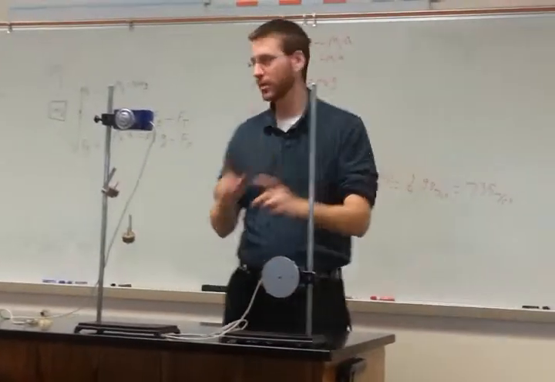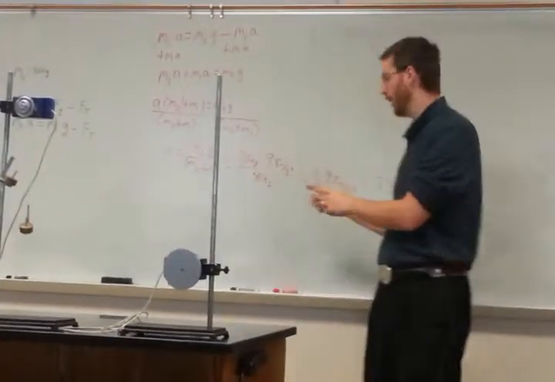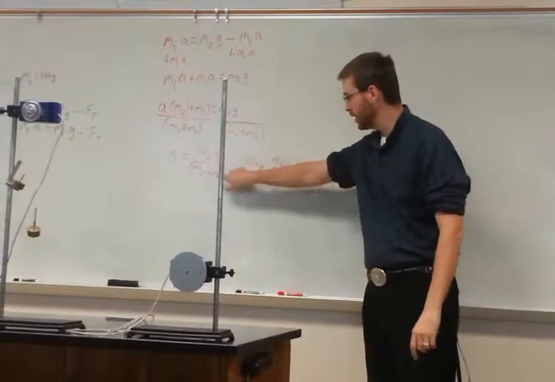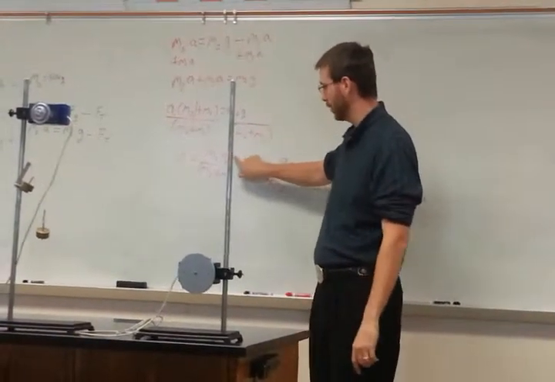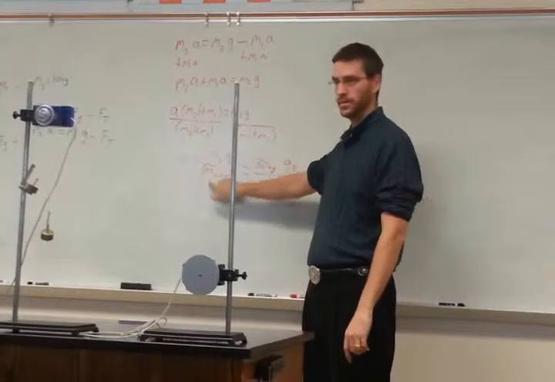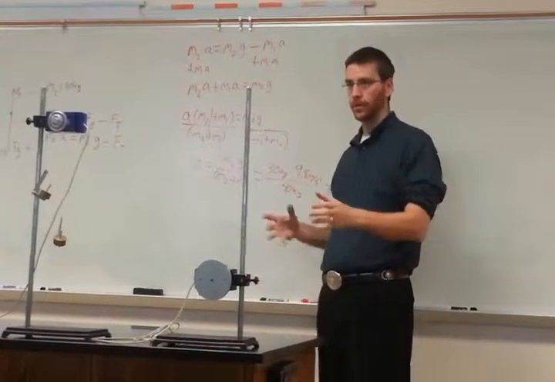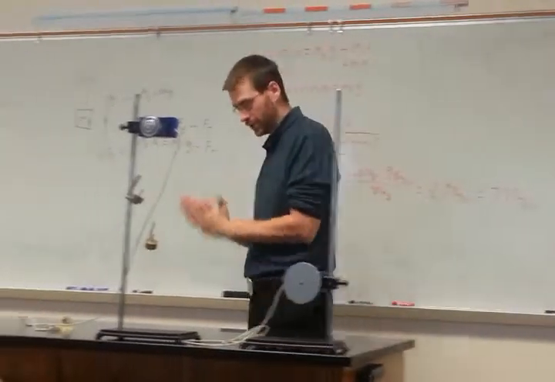But I want you all to see this here: the acceleration of the block really only depends on this ratio. Yes, g is multiplying there, but it's the ratio of these masses. Do you see that? Okay. Are there any questions right now?